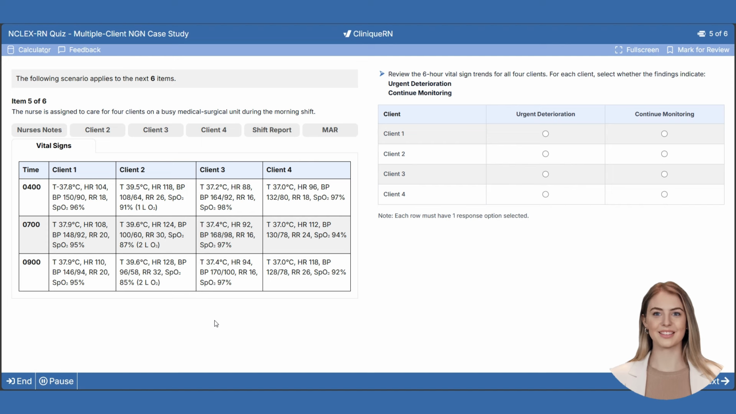Client 3, temperature 37.2 degrees Celsius, heart rate 88, blood pressure 164/92, respiratory rate 16, peripheral capillary oxygen saturation 98%. Client 4, temperature 37.0 degrees Celsius, heart rate 96, blood pressure 132/80, respiratory rate 18, peripheral capillary oxygen saturation 97%.